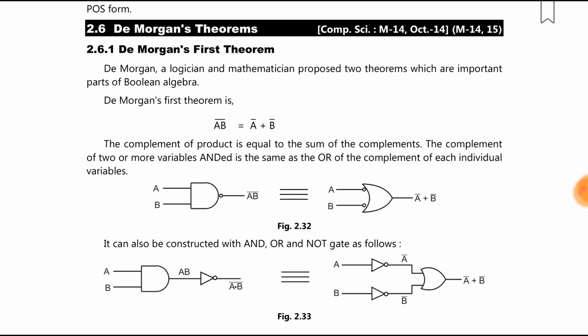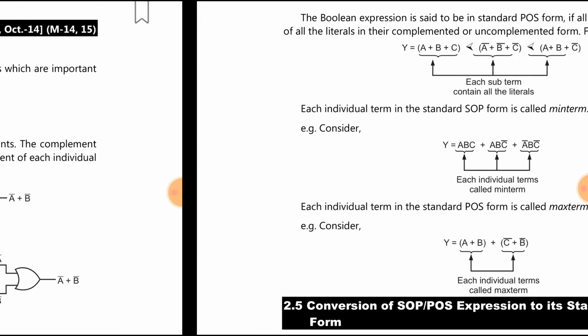So this is the NAND gate, to which two inputs A and B are given, so (AB) bar is the output. It can be replaced by the OR gate with inputs A bar, B bar, and the output is A bar plus B bar. So it can also be constructed with AND or NOT gates as follows. Okay, so this is the way.